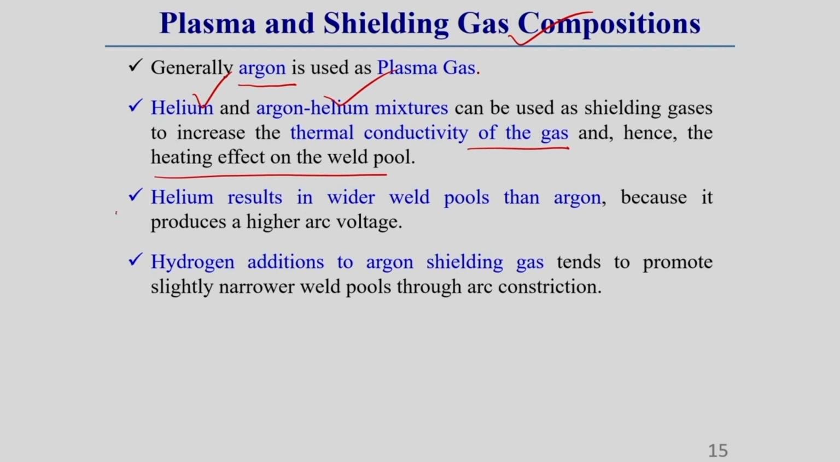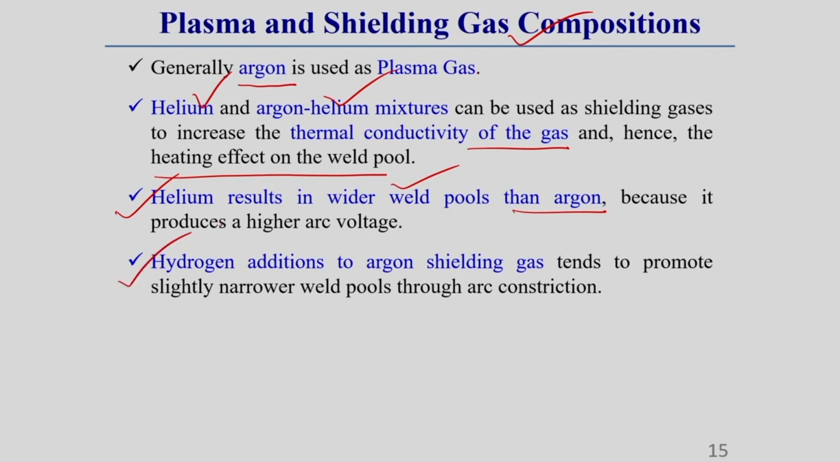Okay. Now, another thing you should keep in mind, helium generally results in a wider type of whirlpool, because helium has high ionization potential. That is why, once we use helium, the arc voltage increases, that means arc voltage is more. When arc voltage is more, we know that the arc tries to spread out, that means a wider bead is formed. That is why here I have written helium results in wider whirlpool than argon, it depends on its ionization potential.